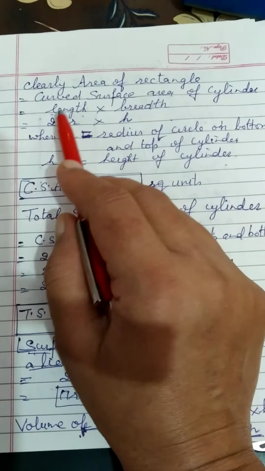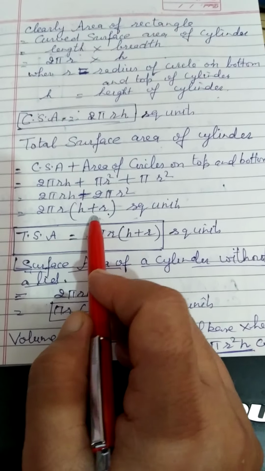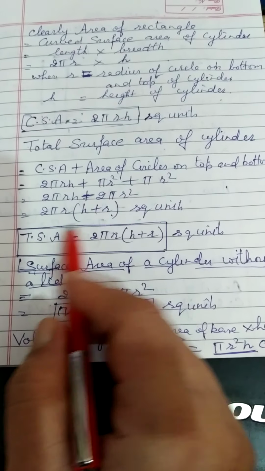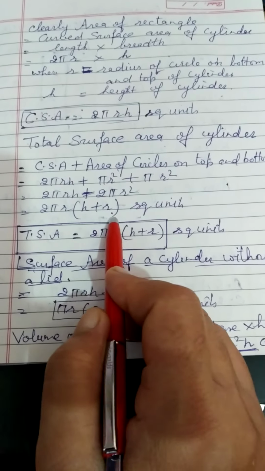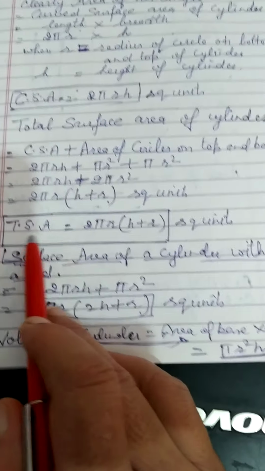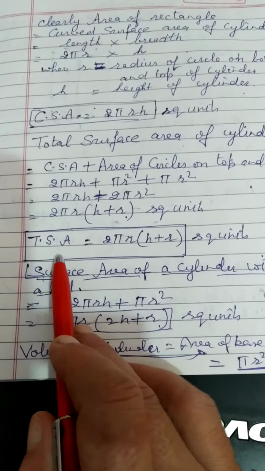Now here, 2 pi r is common, and here we get h inside the bracket plus r. Then the total surface area of the cylinder is 2 pi r into (h plus r) square units. TSA, meaning total surface area, is equal to 2 pi r into (h plus r) square units.